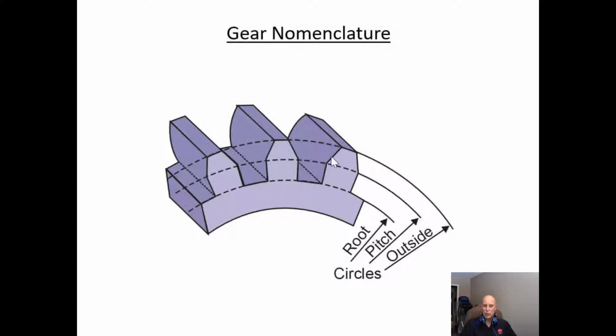It's the strongest part of the tooth because as we start to move over from the pitch circle to the outside circle, as we start to climb this tooth, we put more load on this tooth, more of a chance of it breaking. So it's our pitch circle that's the important one for load.